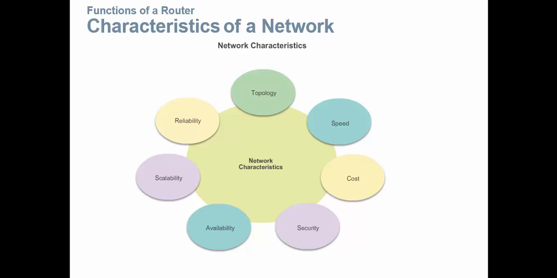Next, we have speed, and speed is measured by the data rate in bits per second of a given link in the network, and you'll see that as b/s, bits per second. Next, we have cost, and cost indicates the general expense of purchasing network components and installation and maintenance of the network. So you have to take into account how much money it is going to take to do this.